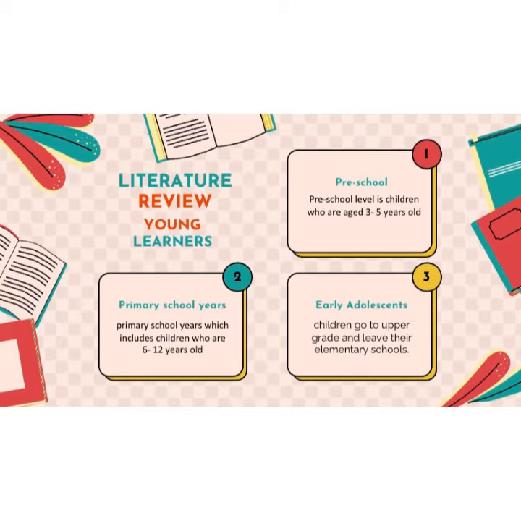Okay, the material: literature review of young learners. Winter 2011 categorizes young learners into the groups of age: 1, preschool, 2, primary school years, and 3, adult. Preschool level is children who are aged 2 to 5 years old. Next, the next group is primary school years, which includes children who are 6 to 12 years old.